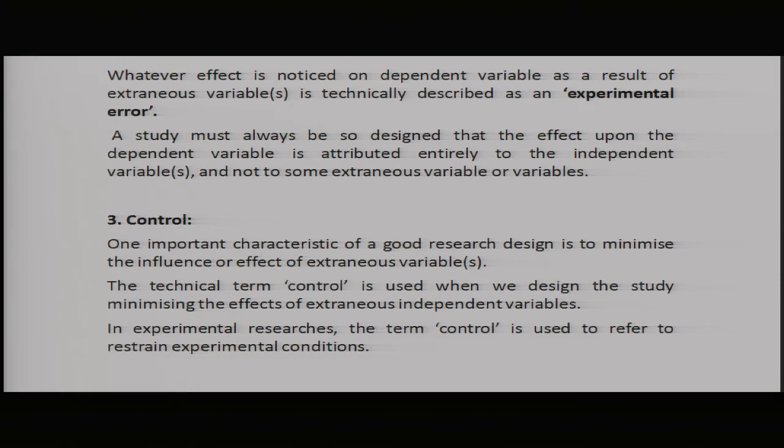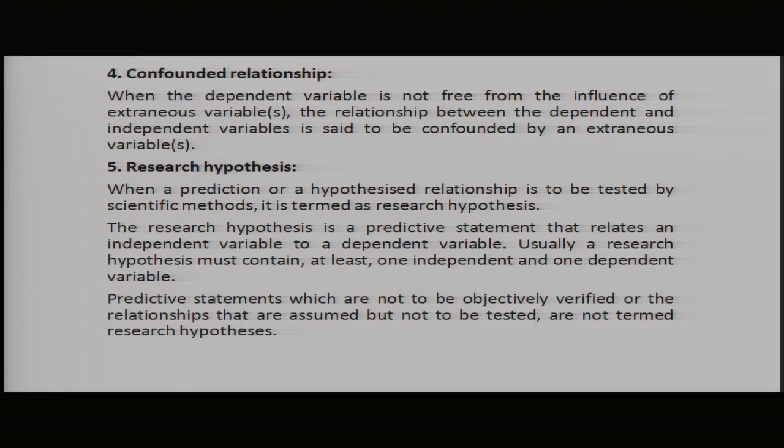The term control is used when we design the study minimizing the effect of extraneous independent variables. In experimental research, the term control is used to refer to restrained experimental condition. Okay. Confounded relationship. When dependent variable is not free from influence of extraneous variable, the relation between dependent and independent variable is said to be confounded. This I think I had given an example for this.